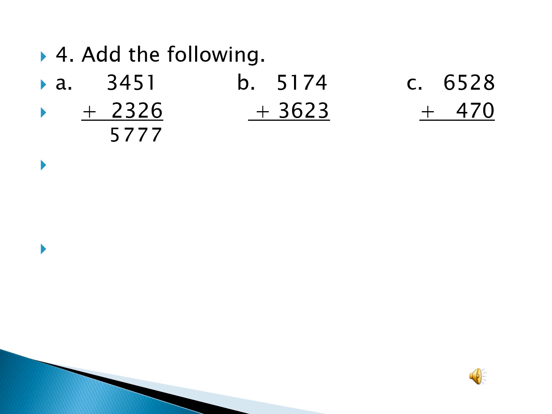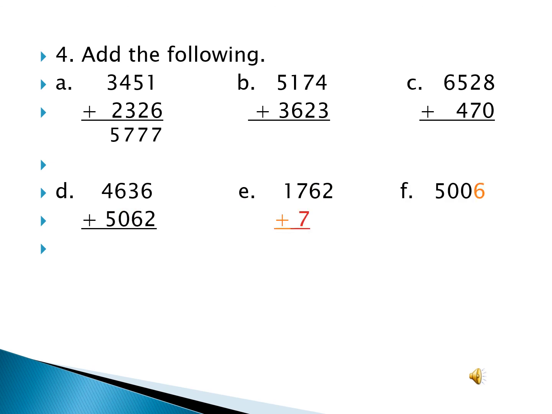Now class 3, I will choose the part F. 5006 plus 4931. We will start addition from the one side. 6 plus 1 is equal to 7. 0 plus 3 is equal to 3. Now move to hundreds column. 0 plus 9 is equal to 9. 5 plus 4 is equal to 9. So the answer is 9937.